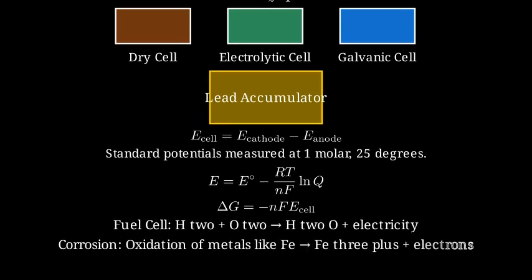Corrosion, on the other hand, is unwanted oxidation, such as rust forming on iron. We prevent corrosion with coatings, sacrificial anodes, or inhibitors.